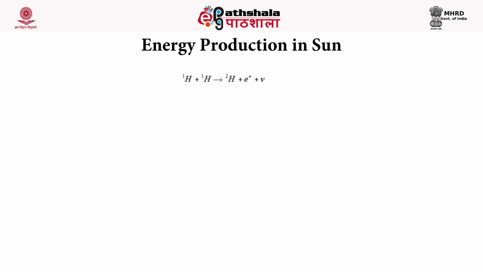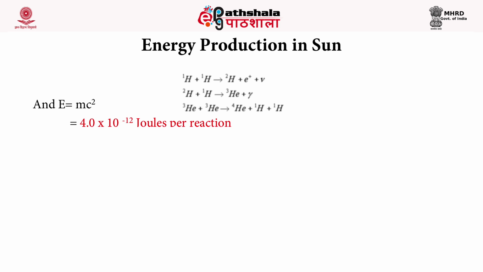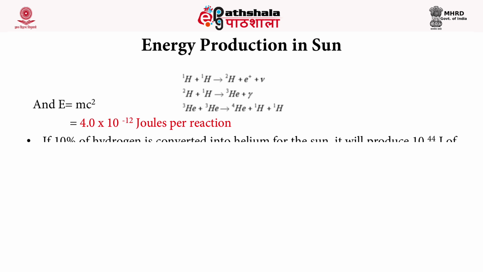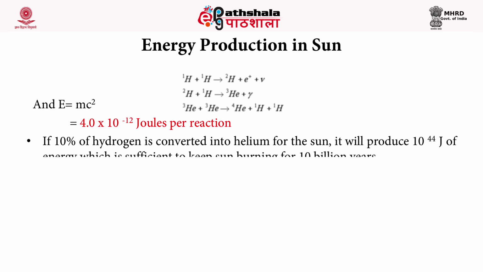If you see the delta M, that is the mass difference, equation 1 minus equation 2, we will have 0.04400 multiplied by 10 to the power minus 27 kilogram. We know that E is equal to mc square. Substituting the m and c values, we get 4 into 10 to the power minus 12 joule per reaction. If 10% of the hydrogen in the sun is converted into helium, it will produce 10 to the power 44 joule of energy, which is sufficient to keep the sun burning for 10 billion years.